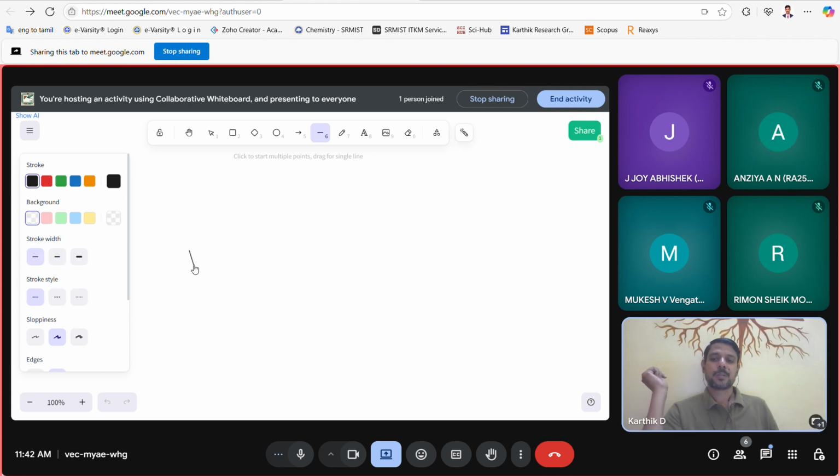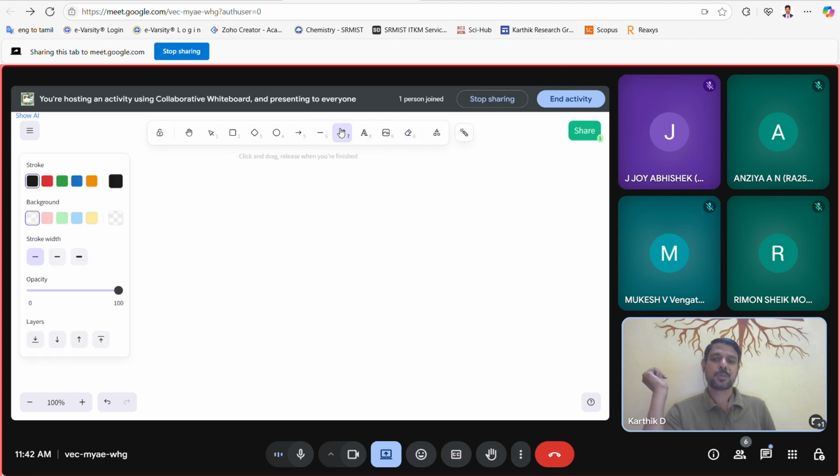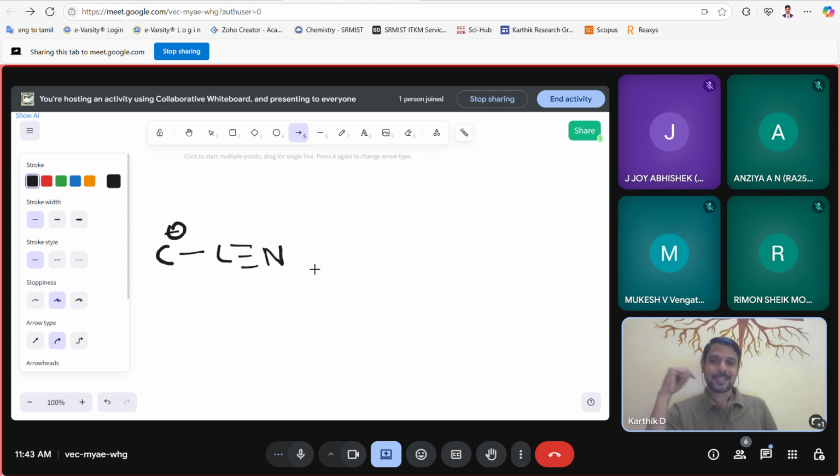So carbon, no, it's not. Sorry, since I am using a mouse, so it will be a little. Okay, so carbon minus here, and C triple bond N. Oh, I am using a mouse, it is not coming good, so please adjust.